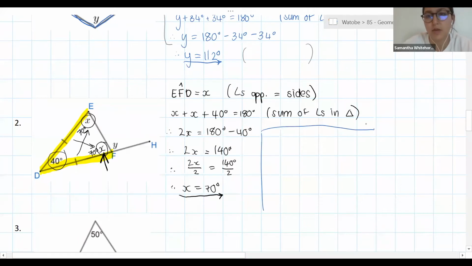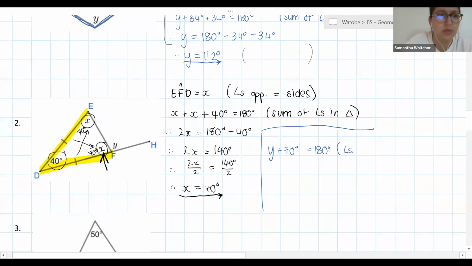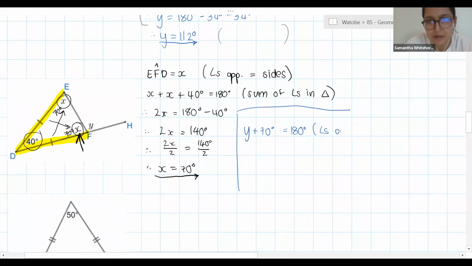So I said 70 plus y equals 180 degrees because angles on a straight line. Okay, and I'm just going to box this off, guys. Sorry. No, keep going. I just wanted to make sure everyone knew what I was doing. Yeah, y plus 70 equals 180. Then I said y equals 180 minus 70. And then I got y equals 110. Perfect.